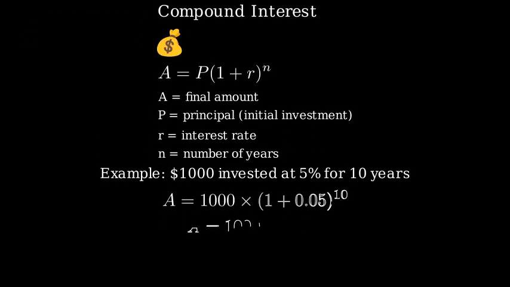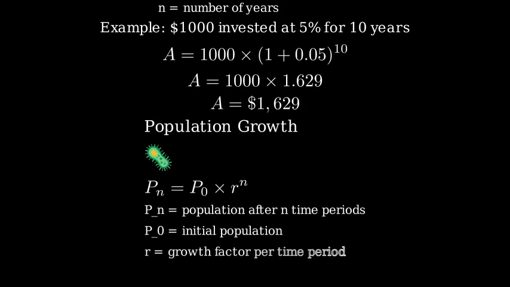For example, if you invest $1,000 at 5% annual interest compounded annually, then after 10 years, you would have $1,000 times (1 plus 0.05) raised to the power of 10 equals $1,000 times 1.629 equals $1,629.